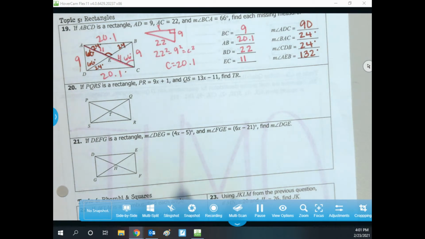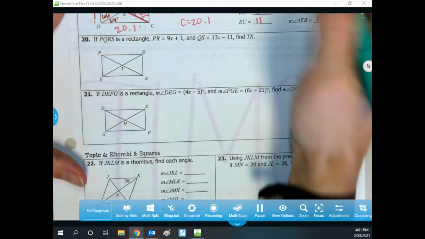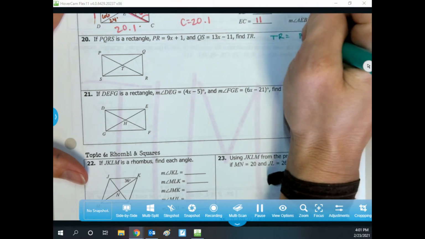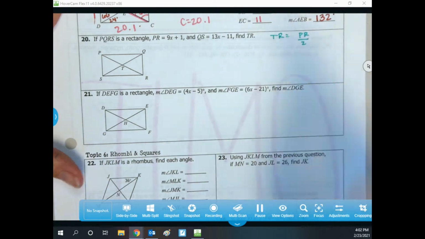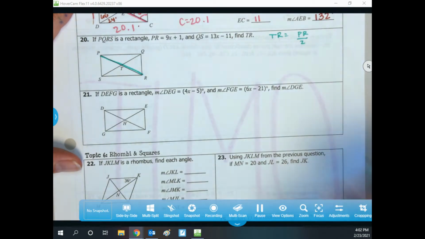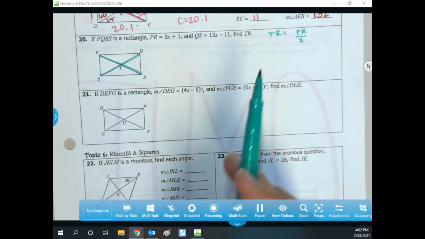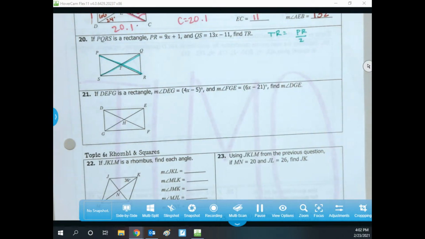All right, let's take a look at number 20. If PQRS is a rectangle and PR equals 9x plus 1 and QS equals 13x minus 11, find TR. First of all, we know that TR is half of PR. TR is equal to PR divided by 2. So if we know what PR is, we'll be able to find TR. PR is this diagonal and QS is this diagonal. Those two diagonals are equal to each other. So if we set them equal and figure out what x is, we can plug it back in and find TR. So go ahead, solve this problem all the way through and tell me what TR is now.